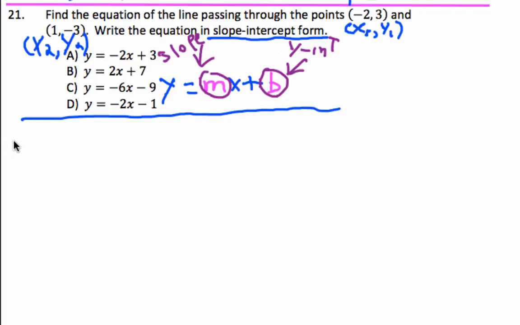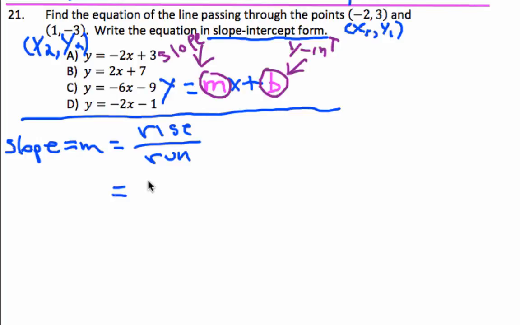Now, earlier on, you should have learned the formula for the slope. And the slope, which equals m in our example, equals the rise over the run. The rise is going to be the difference in the y's for 2 points, because the y's go up and down, divided by the difference in the x's of 2 points.